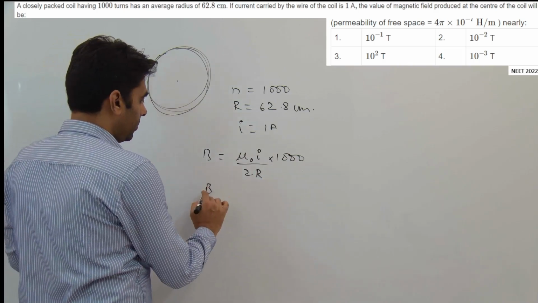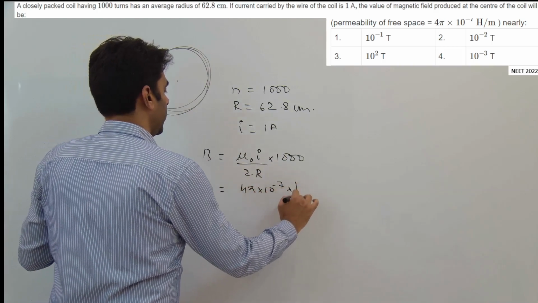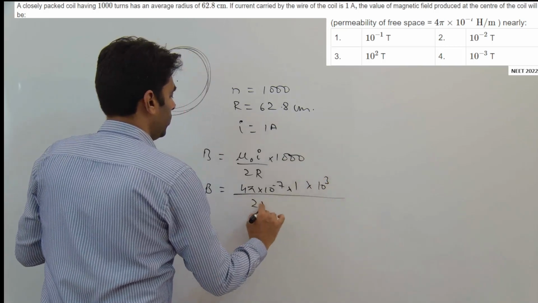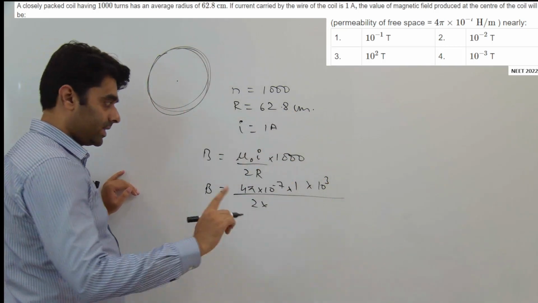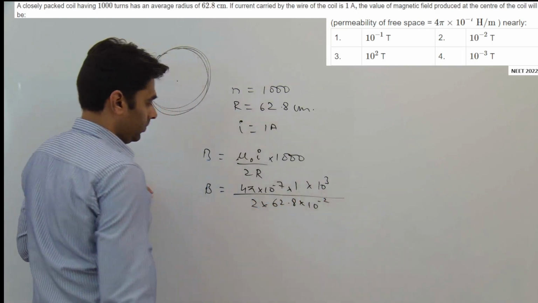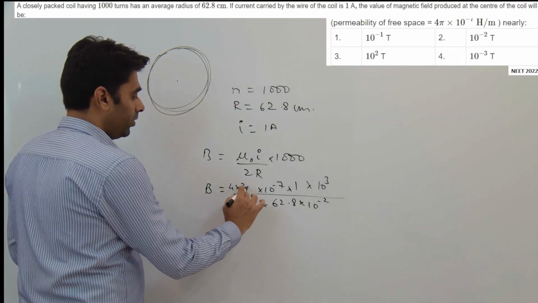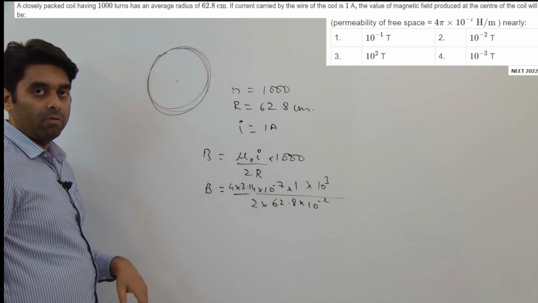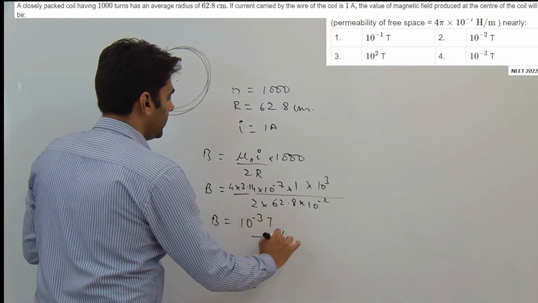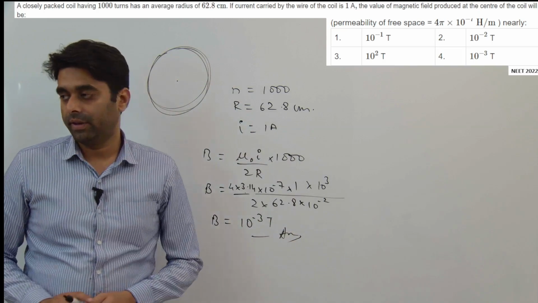Let us substitute the values. So mu naught is 4 pi into 10 power minus 7. Current is 1 into 1000, which is 10 power 3, divided by 2 into R. R is 62.8 centimeter, which becomes 62.8 into 10 power minus 2. Over here the pi value is 3.14. So 4 into 3.14. When we solve it, our final answer will come out to be 10 power minus 3 Tesla.